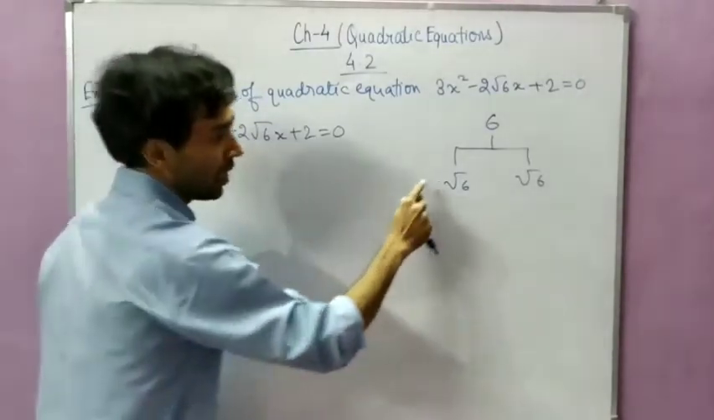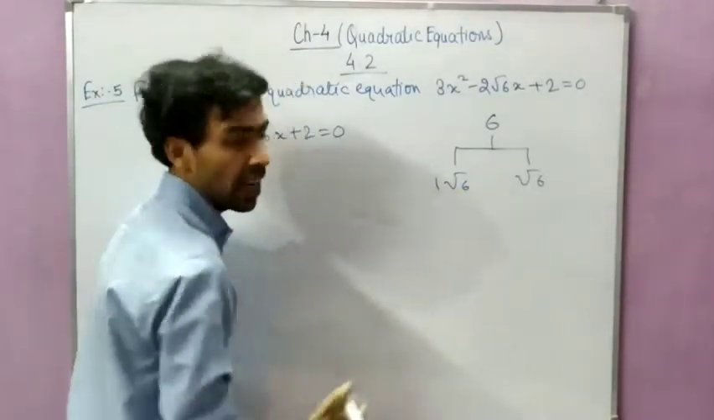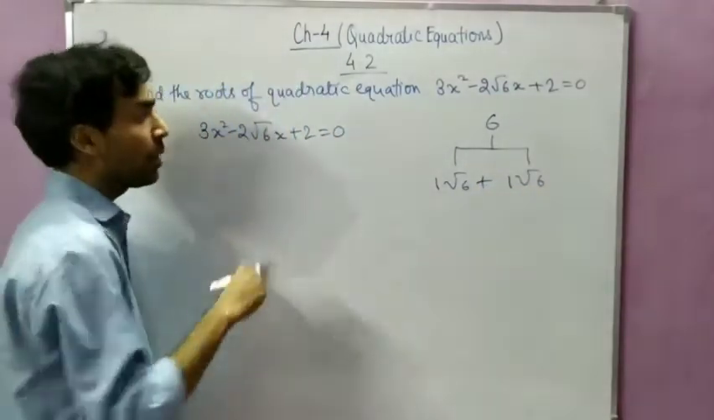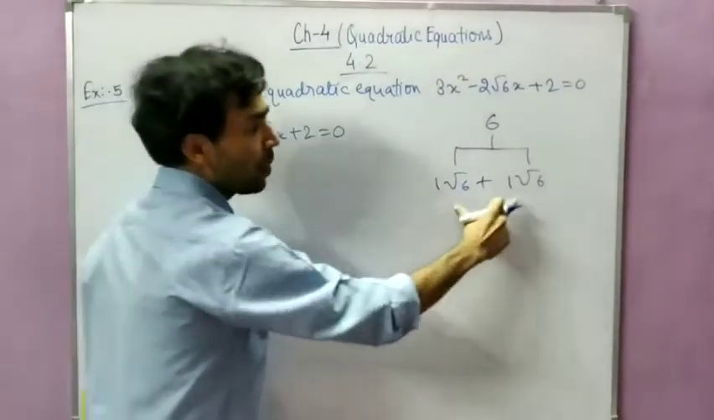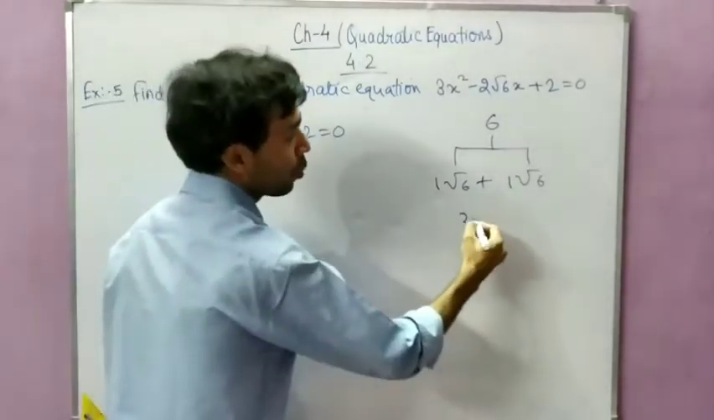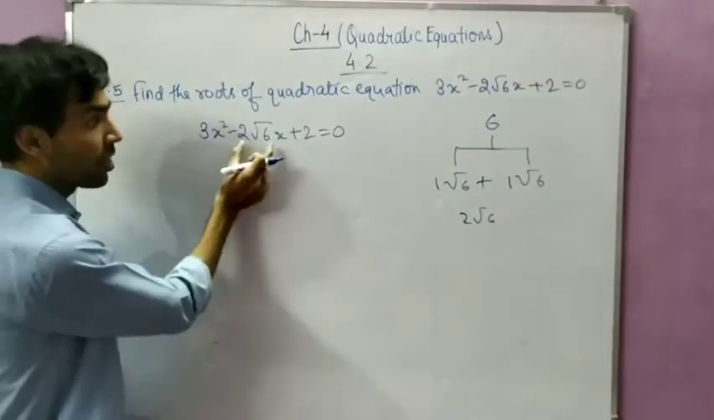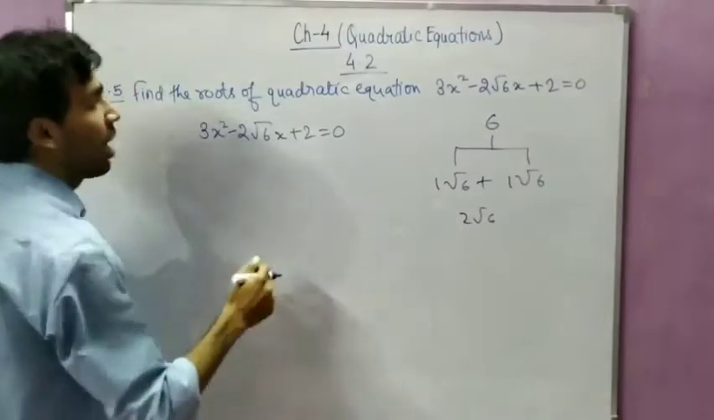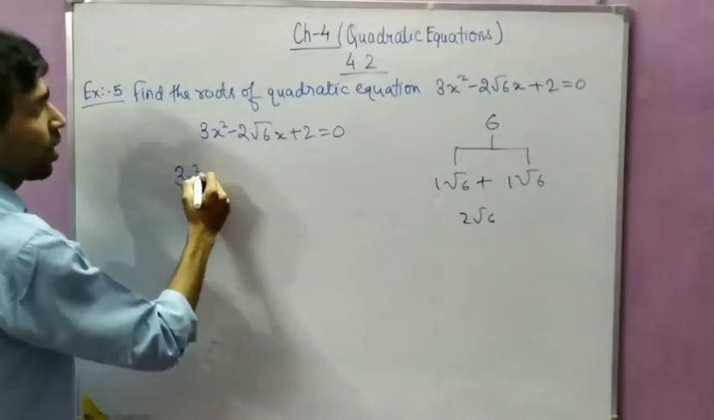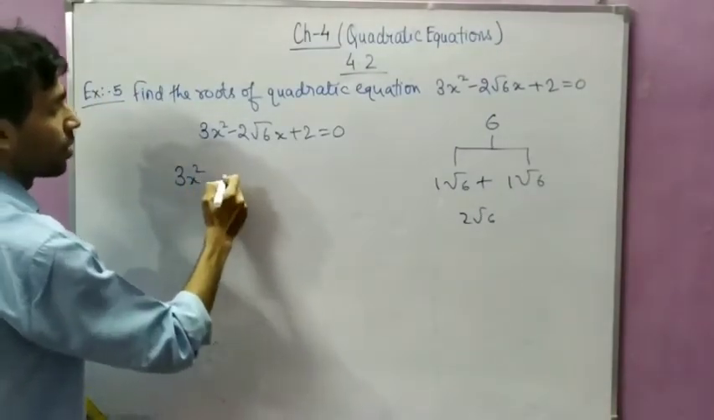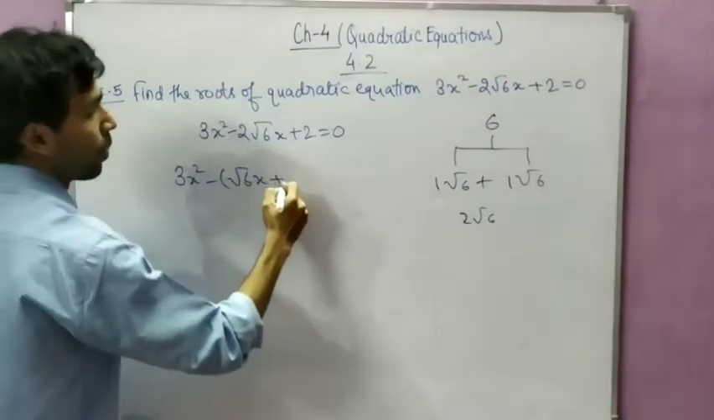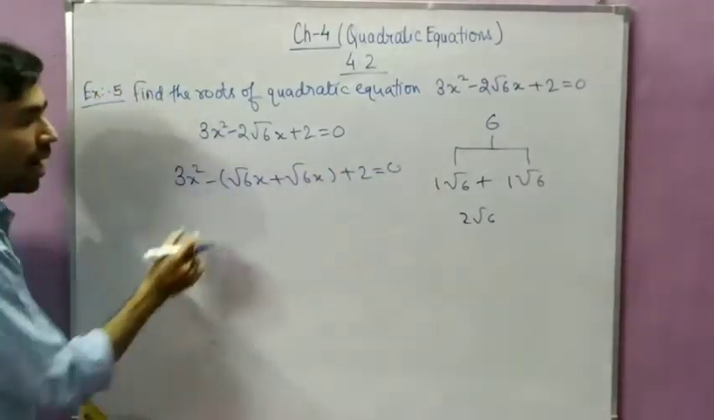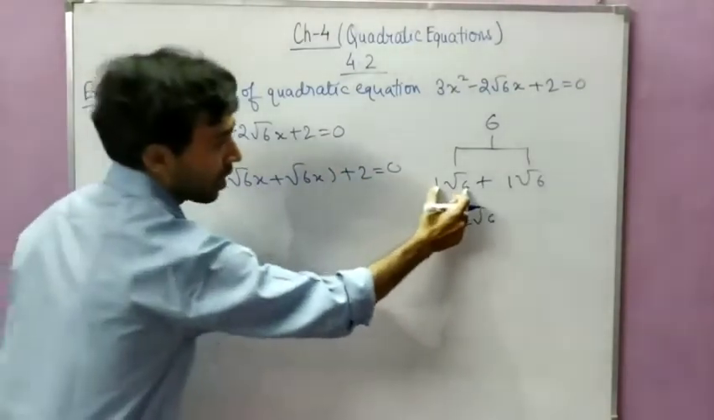So see, it can be written as 1 root 6 and it can also be written as 1 root 6. When those two are added, why are we adding? Because here is a plus sign. So when these two are added, what do we get? 2 root 6, which we want. And when you multiply these two, you get 6. It means our factors will give 3x square minus root 6x plus root 6x plus 2 equal to 0. Either you write like this or you write like this.